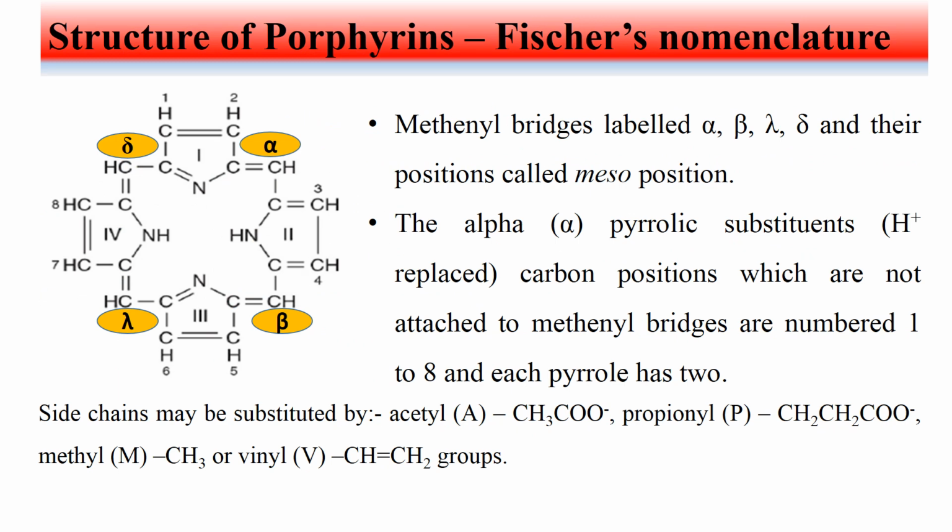According to Fischer's nomenclature, methenyl bridges are labeled as alpha, beta, gamma, and delta, and their positions are referred to as meso positions. The beta pyrrolic substituents, carbon positions which are not attached to methenyl bridges, are numbered 1 to 8, and each pyrrole has 2. The side chains may be substituted by acetyl, propionyl, methyl, or vinyl groups.